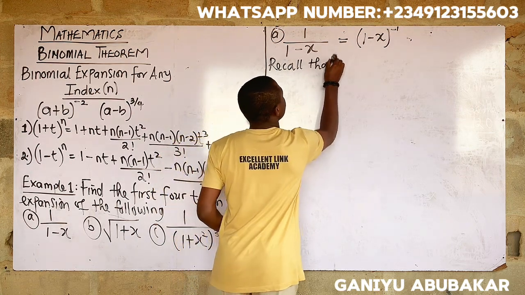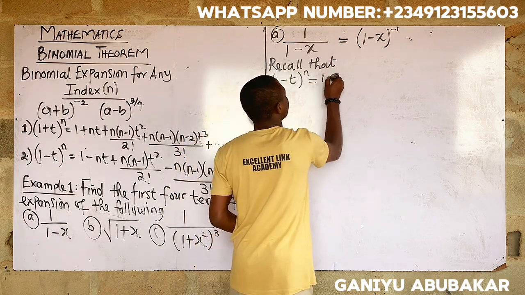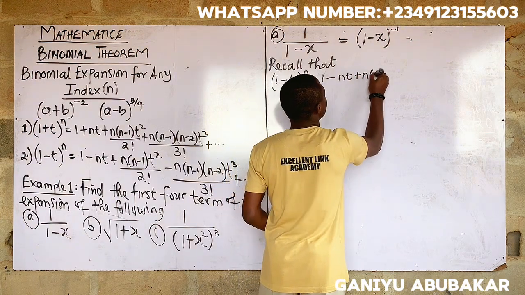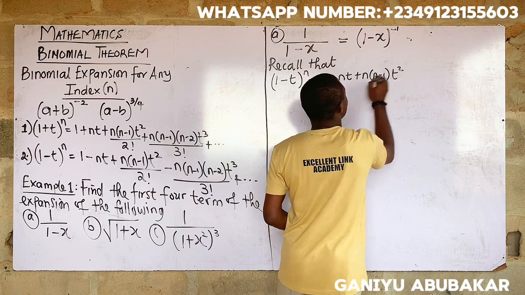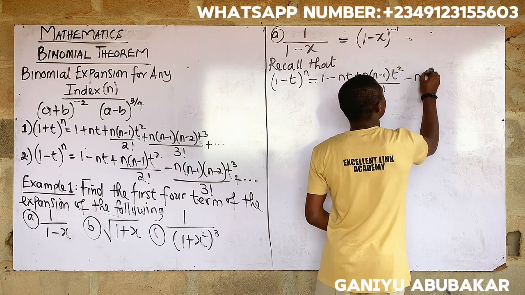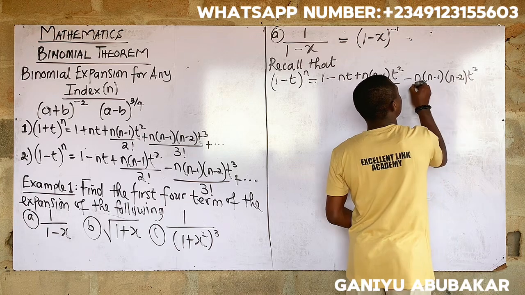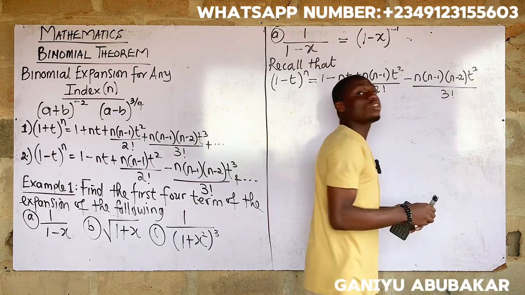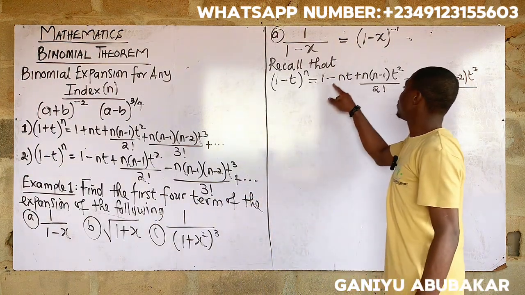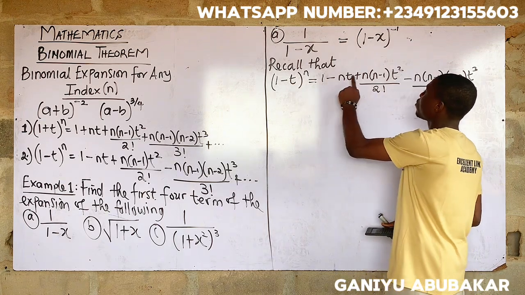that 1 minus t to power n equals 1 minus nt plus n into n minus 1 t squared over 2 factorial minus n into n minus 1 into n minus 2 t cubed over 3 factorial. The question says that we should expand it to the fourth term: first term, second term, third term, and fourth term. So when it comes to minus, start with plus, minus, plus, minus.